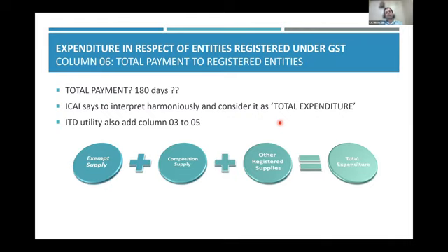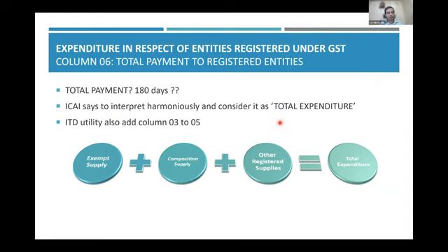Now the column number 6, the one which I told is not properly drafted. They use the word total payment to registered parties, but we need not have payment in that particular column. Even ICAI in its guidance note has also confirmed this, that this has to be harmoniously interpreted and considered as a total expenditure only. It is not total payment.